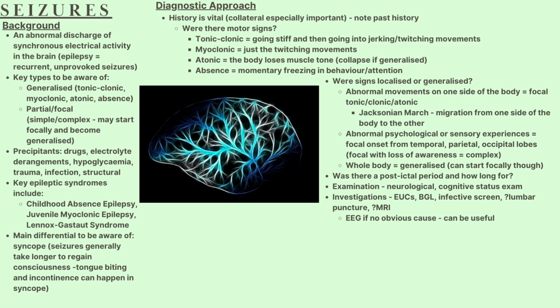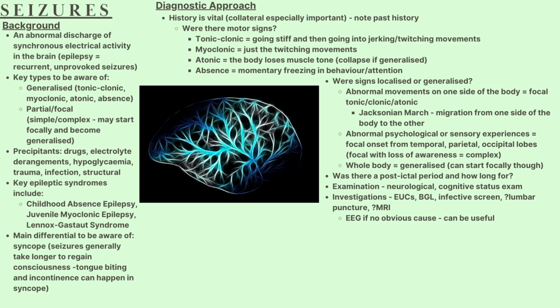The diagnostic approach to seizures relies very much on the history, and the collateral history is very important as well. It's important to note whether they have had a past history of seizures too, and if so, what type of seizure they had in the past. The first question is, were there any motor signs?